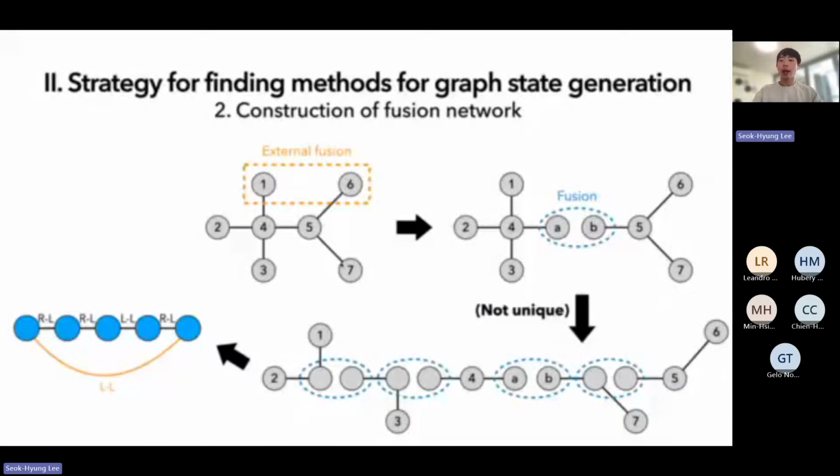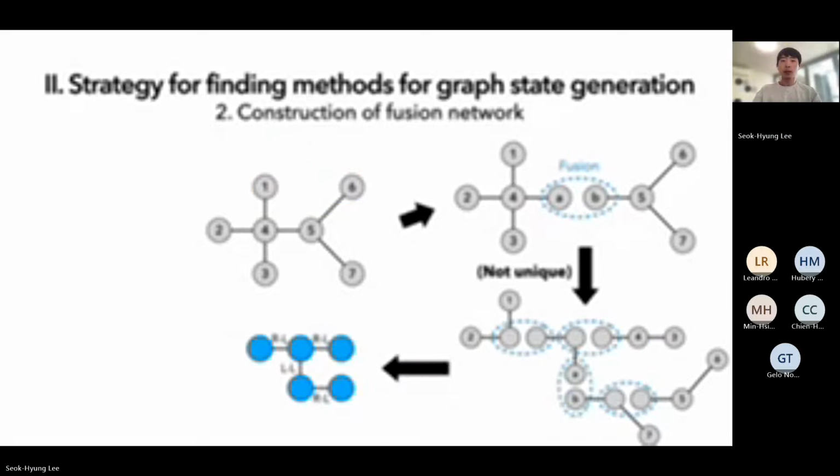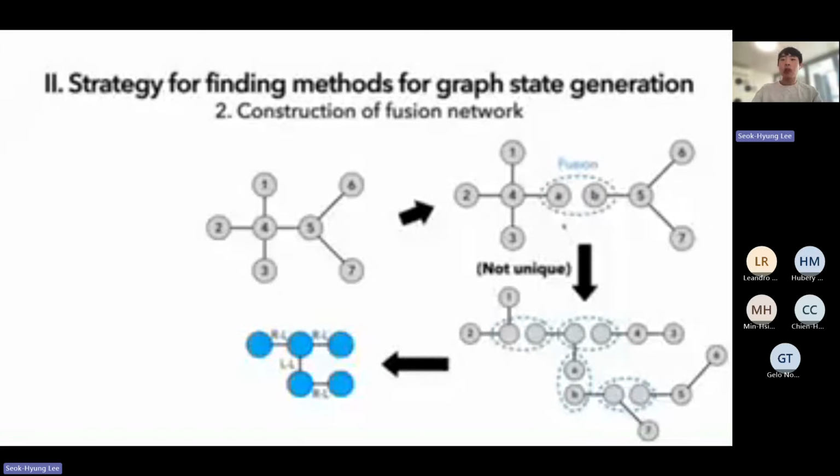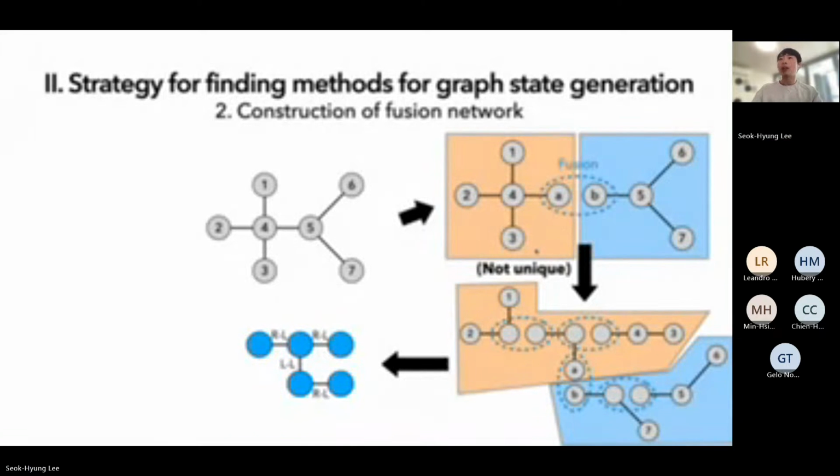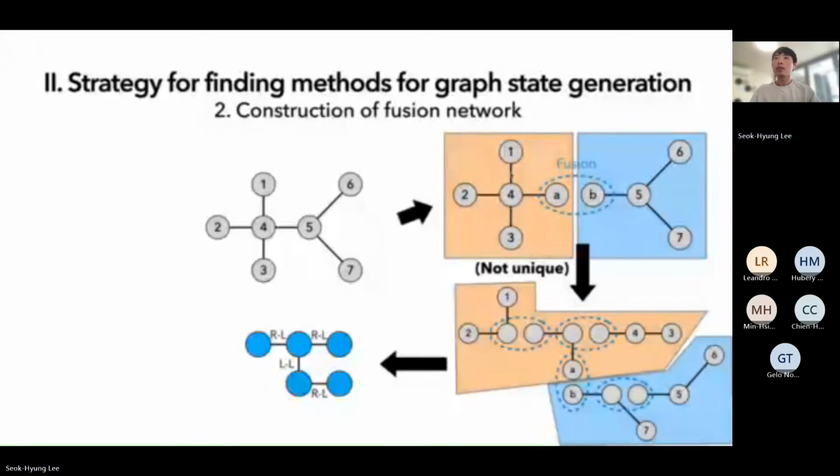It is important to note that these fusion networks are not unique for a given graph state. For this example, this is another fusion network that gives the same graph state, and this is possible because the leaf qubits of a star graph state are symmetric. In other words, this star graph state has a symmetry under the permutation of these 4 leaf qubits. So after decomposing it like this, we can assign these 4 vertices arbitrarily to these 4 possible leaf qubits.